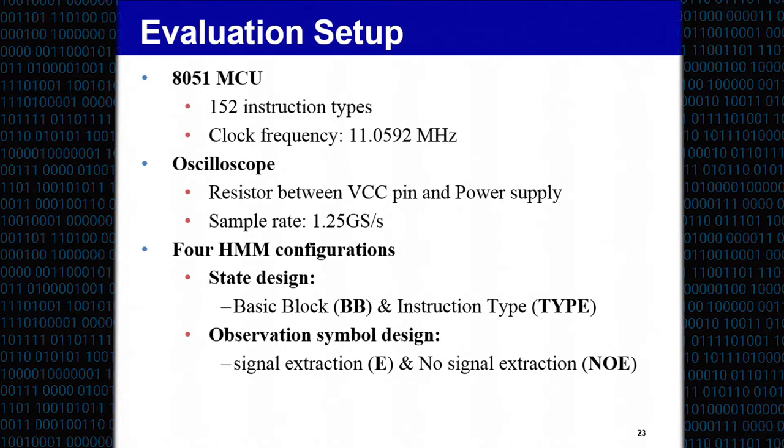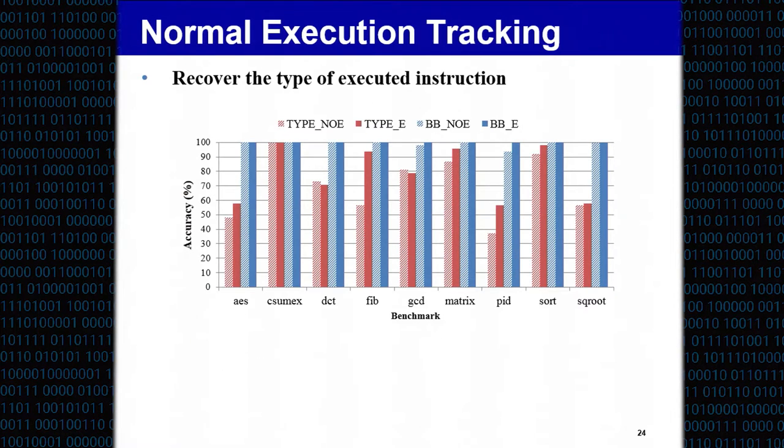We consider four HMM configurations in the experiment, including two state designs. One is to treat basic block as state. We use BB for short. The other uses instruction type as a state in HMM. We use type for short. We also consider two observation symbol designs. One is designed with our signal extraction technique. The other is not. We first test normal execution tracking case.